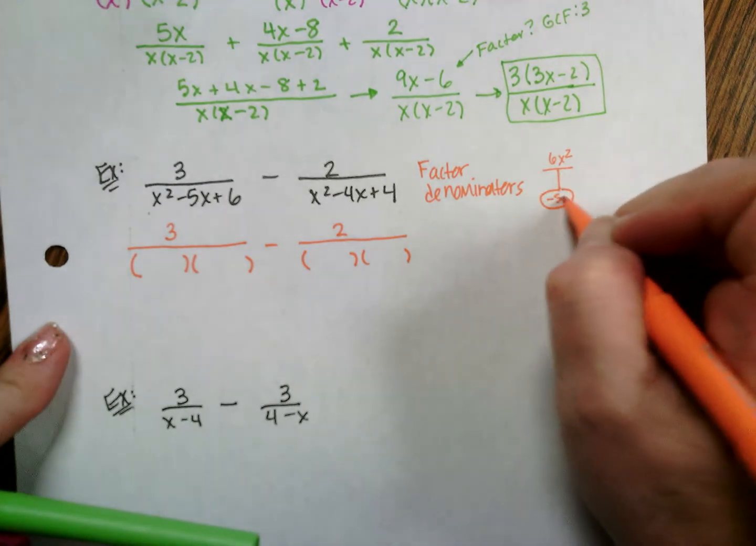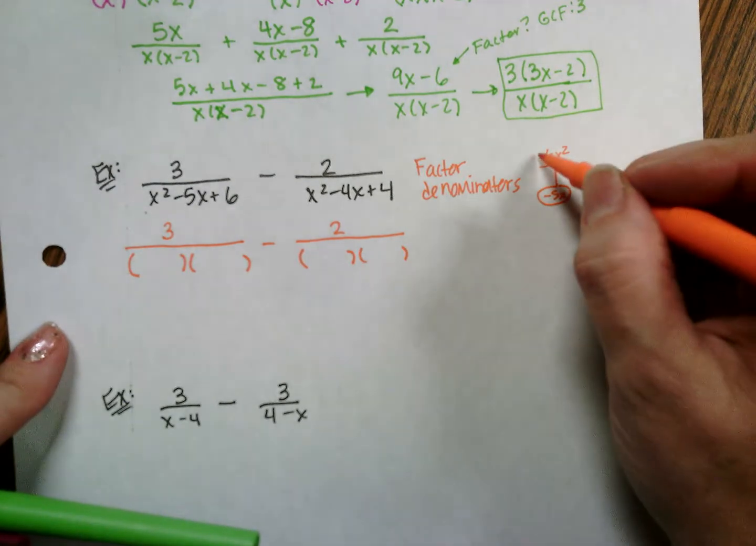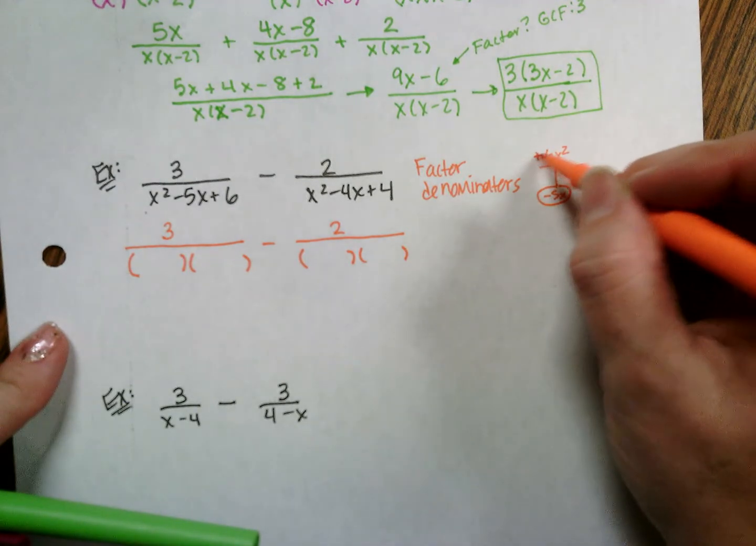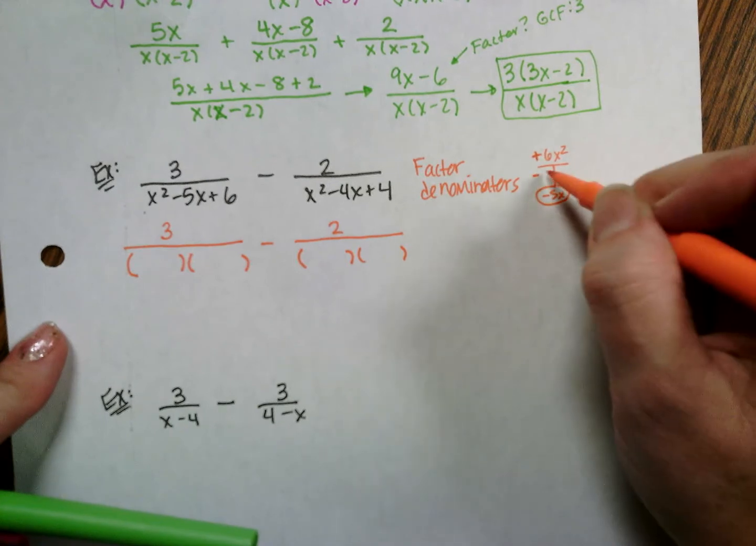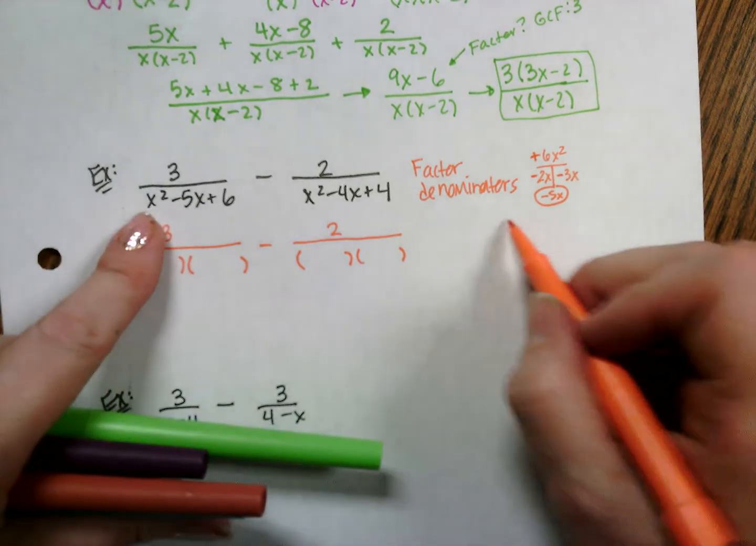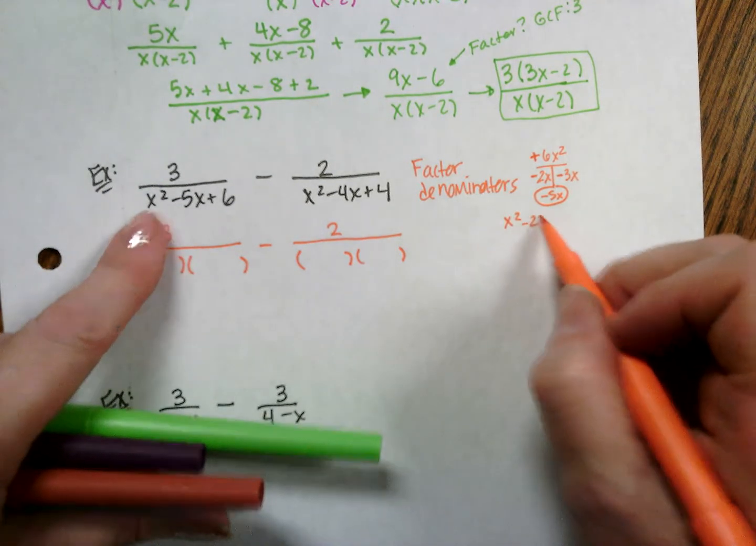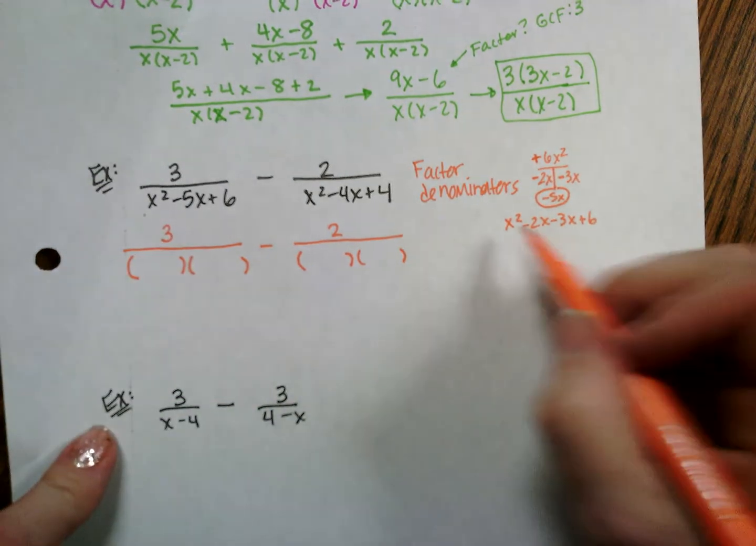We need to add up to get negative 5x in the middle. So in order to do that, to get a positive here, both signs have to be the same. To get a negative here, they're both going to have to be negative. So that'll be negative 2x, negative 3x. So we got x squared minus 2x minus 3x plus 6. And then group.